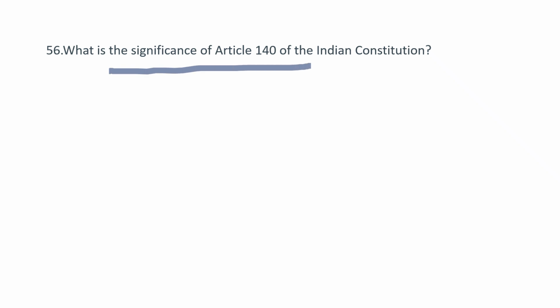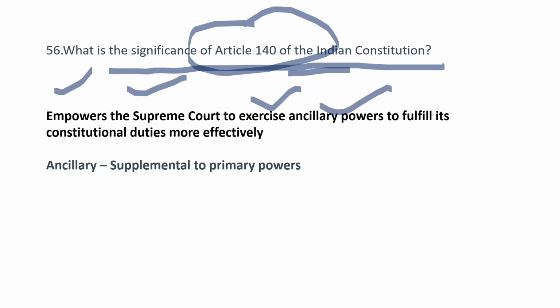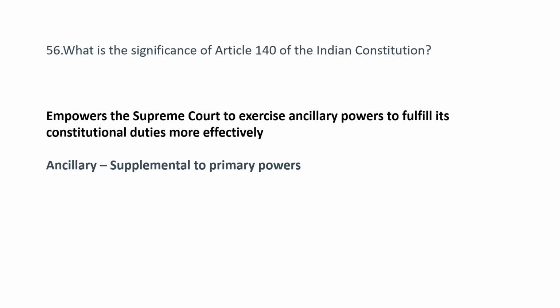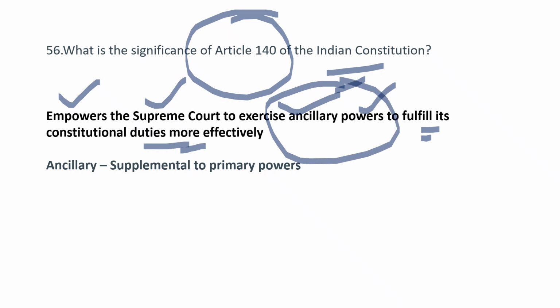What is the significance of Article 140 of the Indian Constitution? Article 140 empowers the Supreme Court to exercise ancillary powers to fulfill its constitutional duties more effectively. See this again. Article 140 says it empowers the Supreme Court to exercise ancillary powers to fulfill its constitutional duties more effectively. What do you mean by ancillary powers? Ancillary powers are supplemental to the primary powers. Next question.